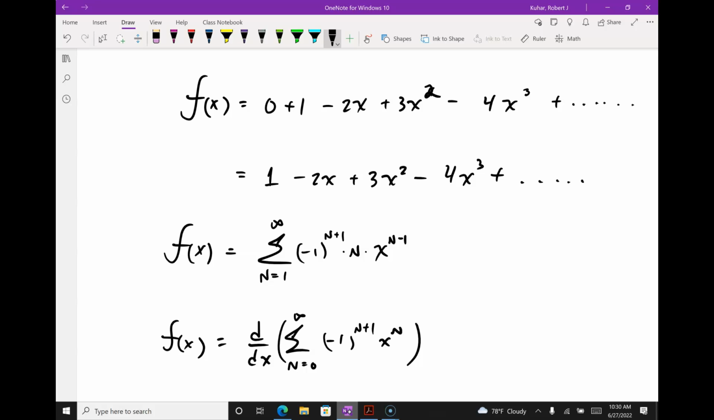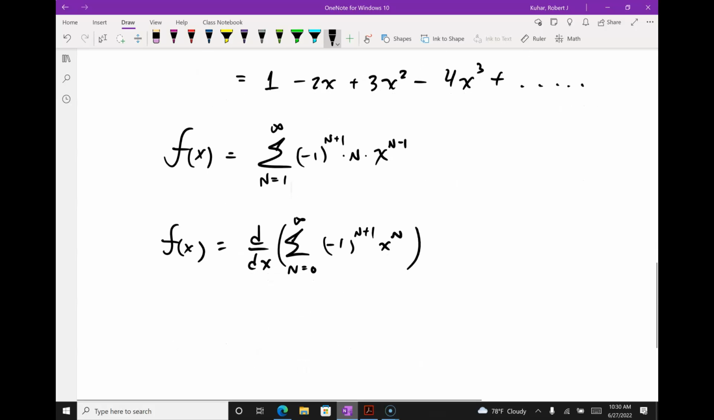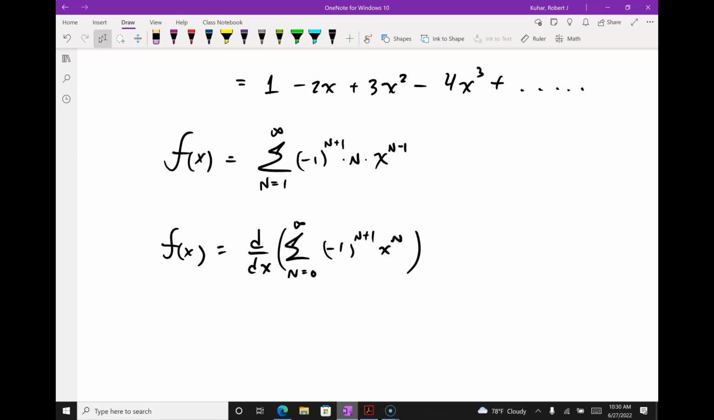Do you see what happens if I just take the derivative of the series? Do I care about the derivative of the coefficients? No. All I care about is the variables, right? And what happens when I take the derivative of x to the n? N times x to the n minus 1. Yep, so look, I have n equals 0 to infinity of negative 1 to the n plus 1 times n times x to the n minus 1. That's exactly what I had.